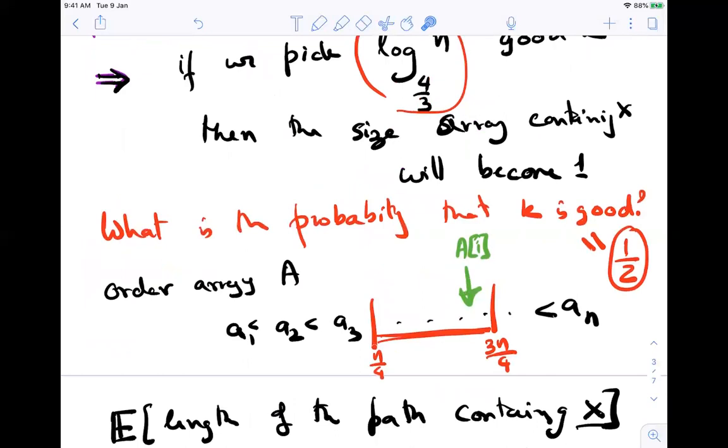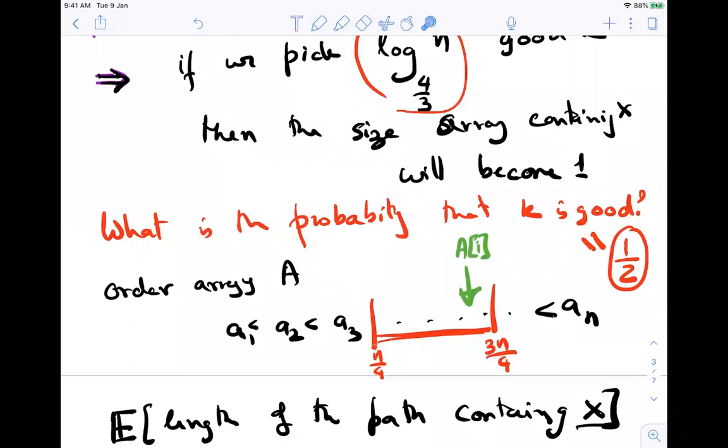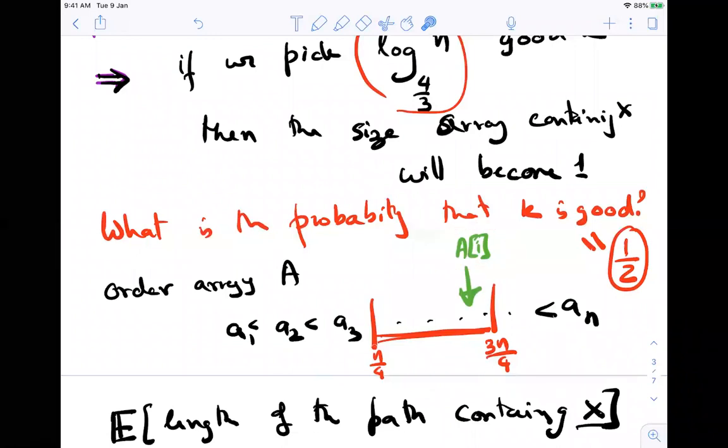And what does a pivot mean? A pivot is a randomly chosen index, which is the same as randomly choosing an element from the array. Now here are the elements of the array ordered in increasing order. It is not how the array actually is, but for the sake of our calculations, I'm writing it in increasing order. And if the element that we have picked, which is a of i, is between the n by 4 index and the 3n by 4 index, then I know that this is a good pivot.